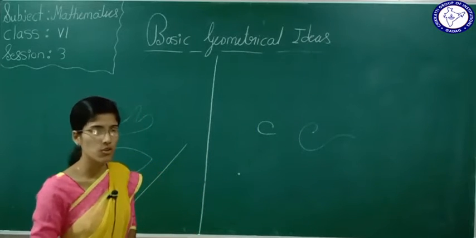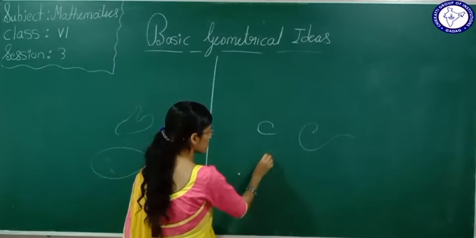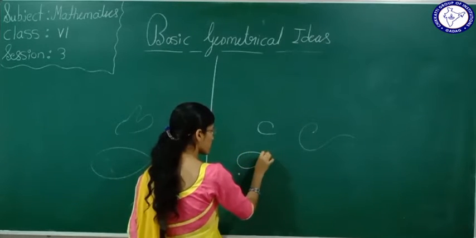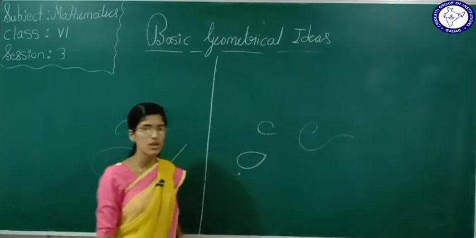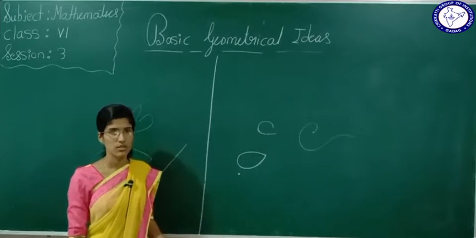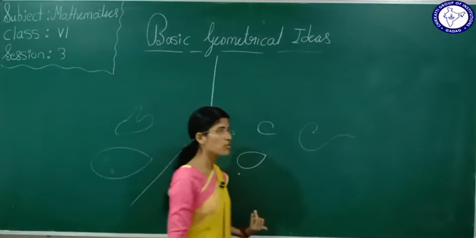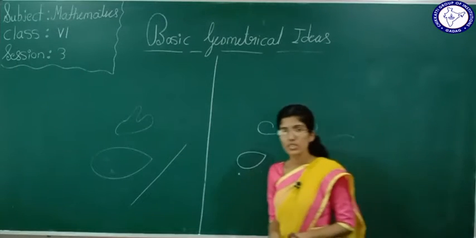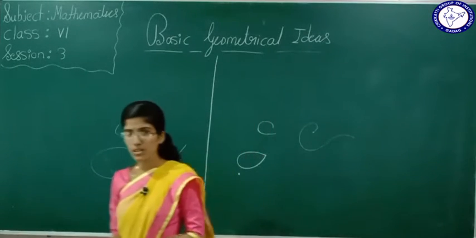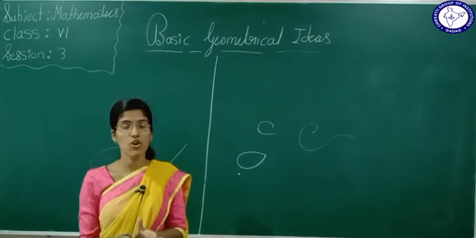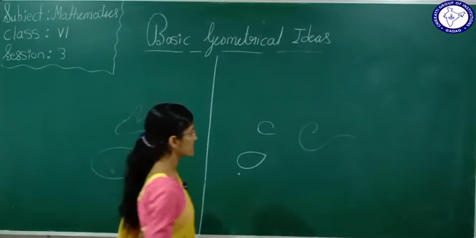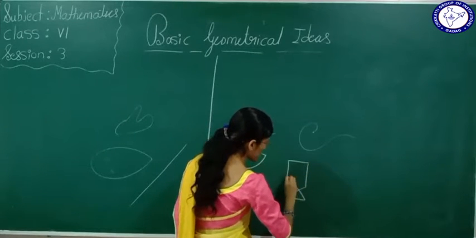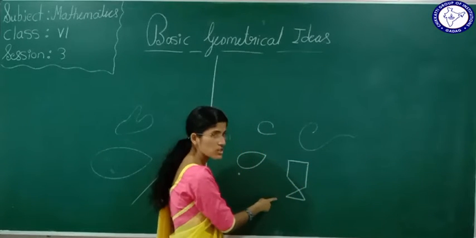Then what about a closed curve? A closed curve means one whose initial and ending point are the same. Then what about a simple closed curve? A simple closed curve means a closed curve which does not intersect itself. For example, see here, this is a closed curve, but this is not a simple closed curve.